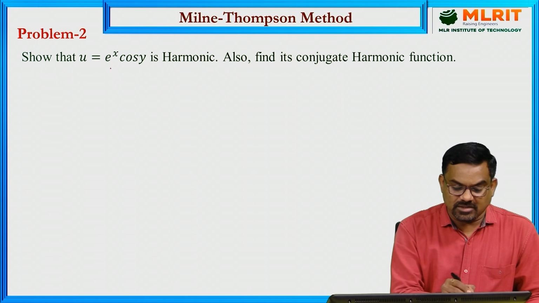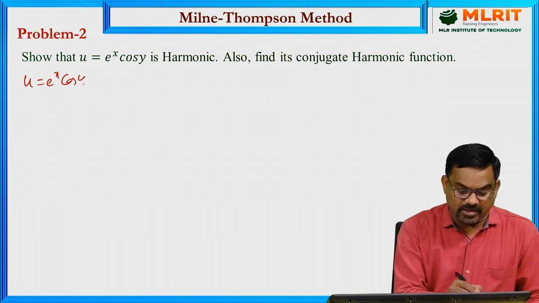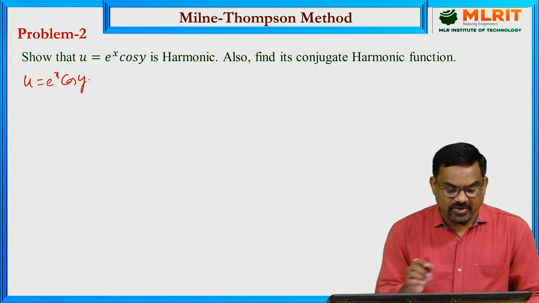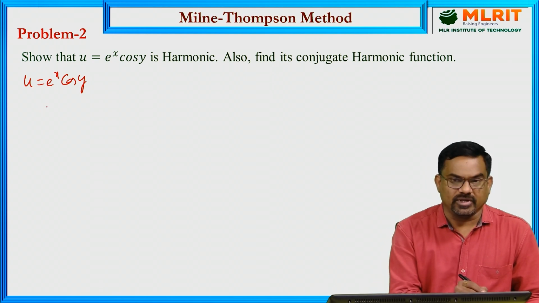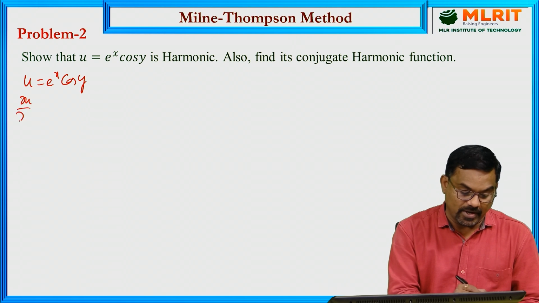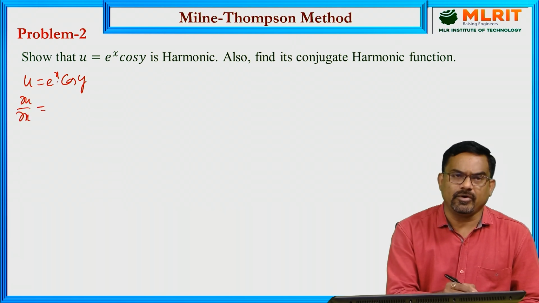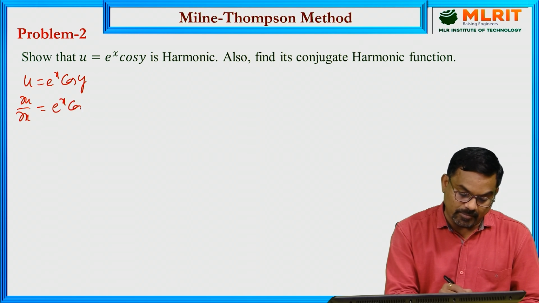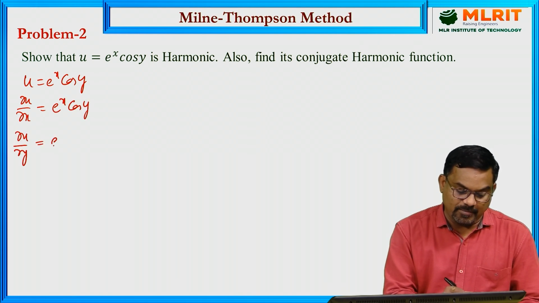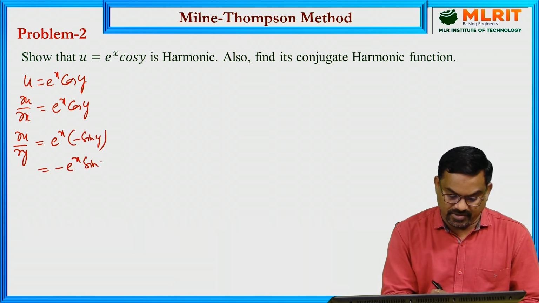Show that the function u equal to e power x cos y is harmonic. First we need to prove that this function is harmonic. So for that, let us find the partial derivatives. Dou u by dou x with respect to x, so cos y is constant, and the derivative of e power x is again e power x, so e power x cos y. Next, with respect to y, e power x into derivative of cos y is minus sin y, which is equal to minus e power x sin y.